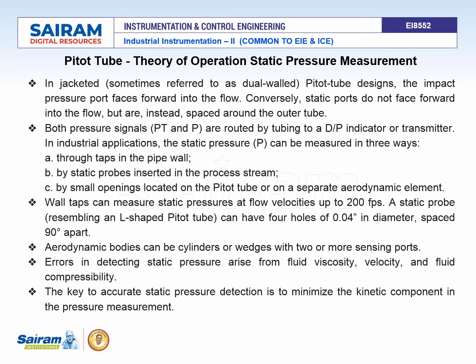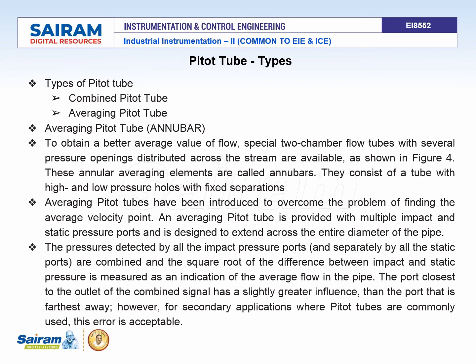And there are various ways to measure the static pressure. One is through taps in the fitting or taps in the pipe wall, second is by static probes inserted into the process stream, and third is by small openings located on the pitot tube or on a separate aerodynamic element. The aerodynamic bodies can be cylinders or wedges with two or more sensing ports. The key to accurate static pressure detection is to minimize the kinetic component in the pressure measurement.